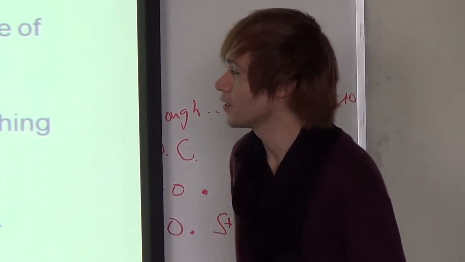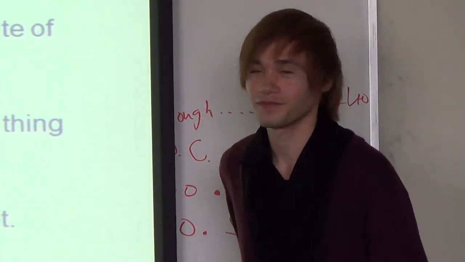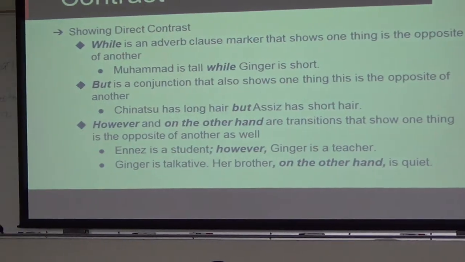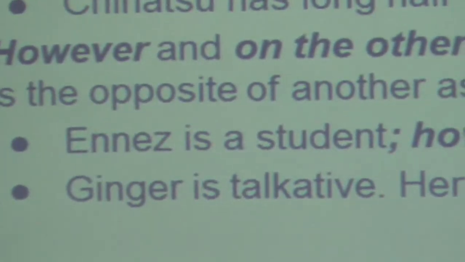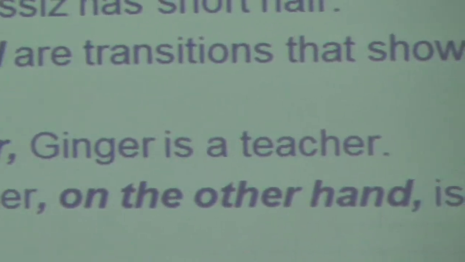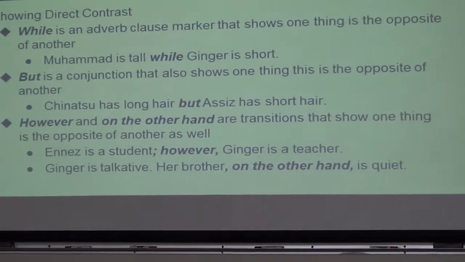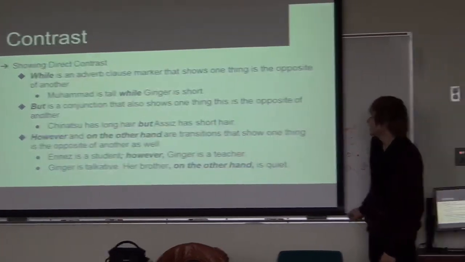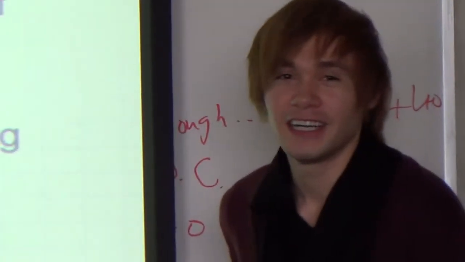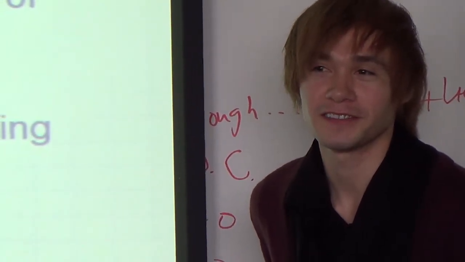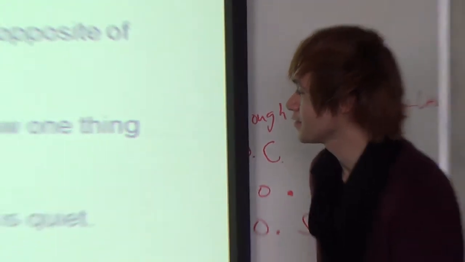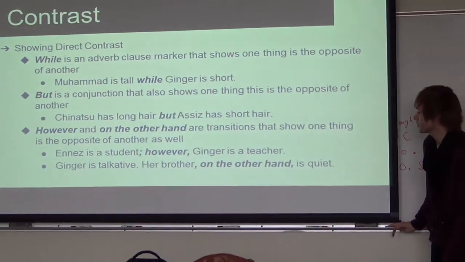So, who can do the first example? I have to read them. Yeah, you have to, yes. Go ahead, Ines. Ines is a student. I will not tell you the teacher. Yes. So we have a little contrast going on there. All right, so we have a second one. Who can do that one? Mohammed? Ginger is talkative. Your brother, on the other hand, is quiet.